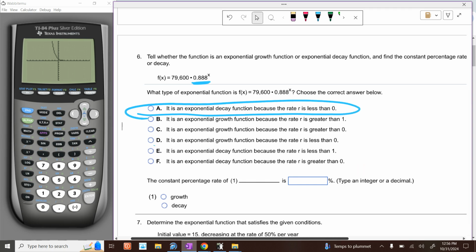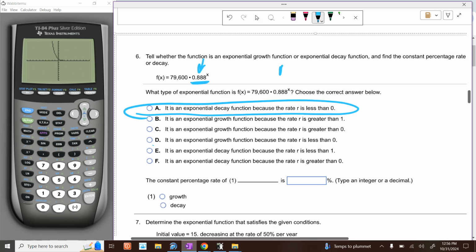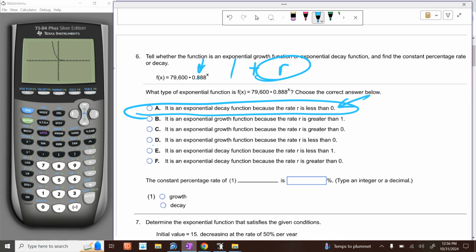Okay? And even though this number is in between 0 and 1, it's 1 plus r. So if this is a negative number, that's how it makes it less than 1. So this is less than 0. Be careful of that. People miss that every year. So don't miss that.